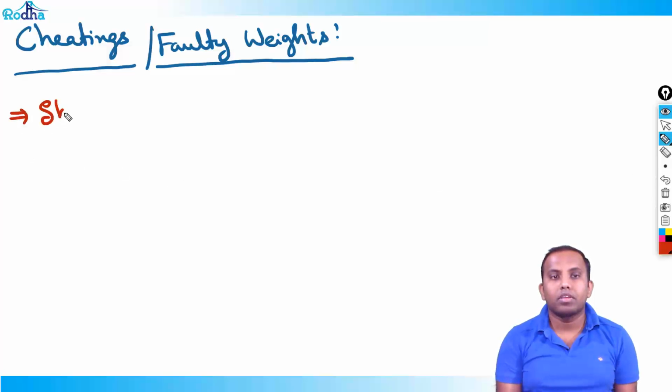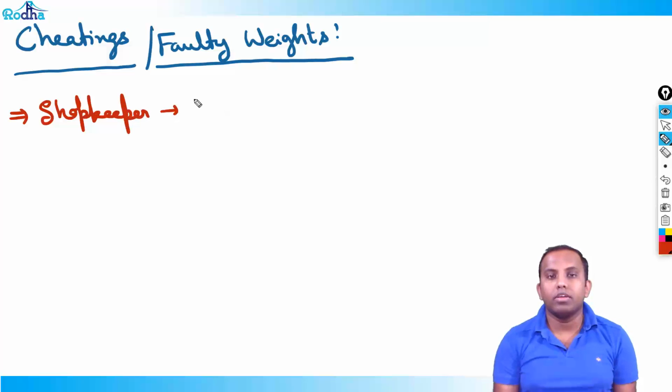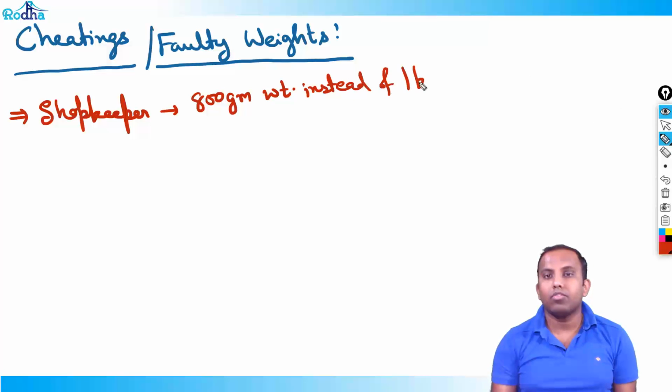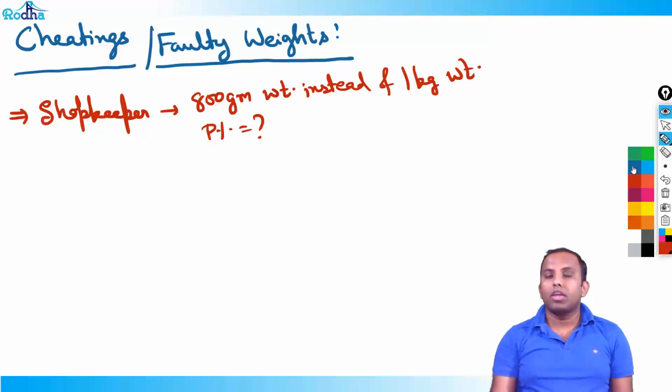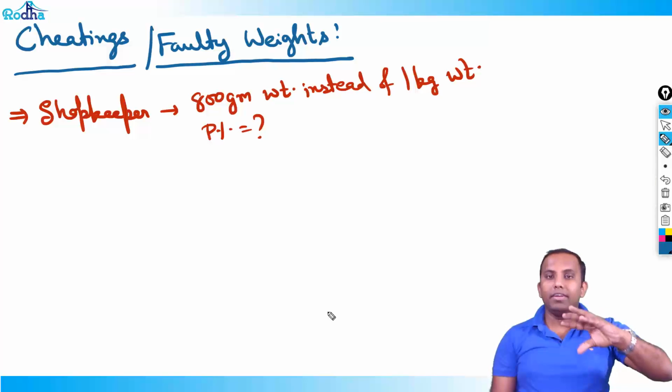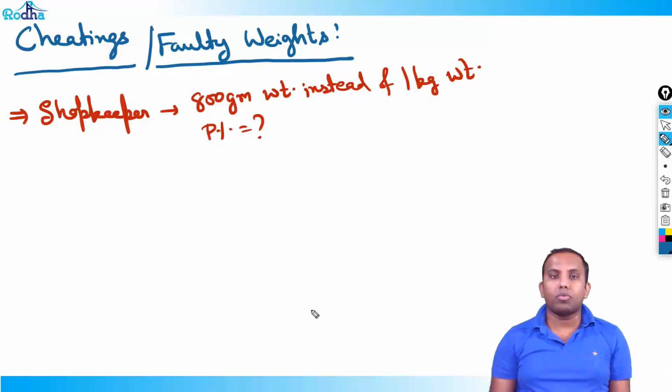A shopkeeper is using an 800 gram weight instead of a 1 kg weight. What is his profit percentage? Correct. So the shopkeeper is using an 800 gram weight instead of a 1 kg weight. What is his profit percentage, right?